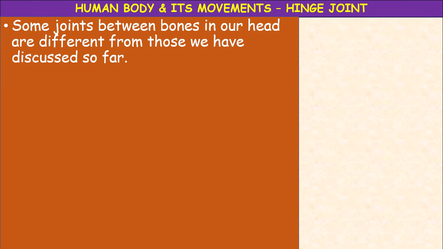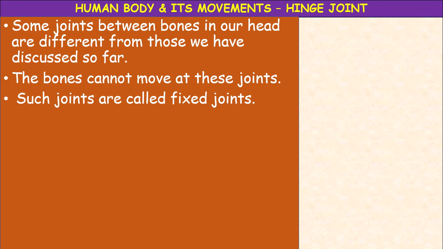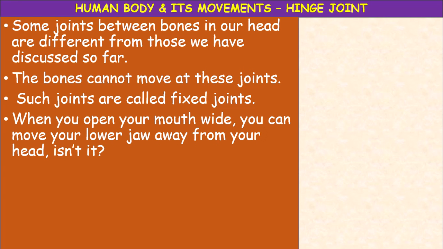Some joints between the bones in our head are different from those we have discussed so far. The bones cannot move at these joints. Such joints are called fixed joints. When you open your mouth wide, you can move your lower jaw away from your head, isn't it? Only the lower jaw will move, the upper jaw is fixed.